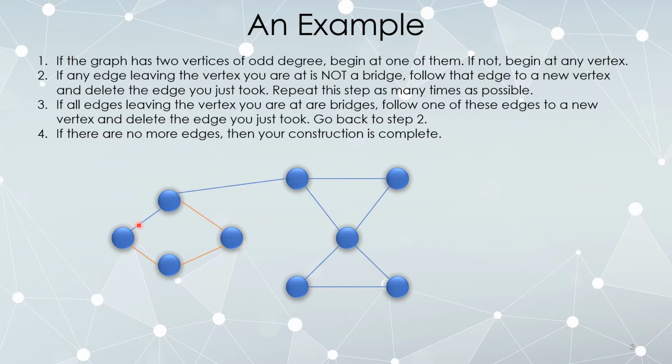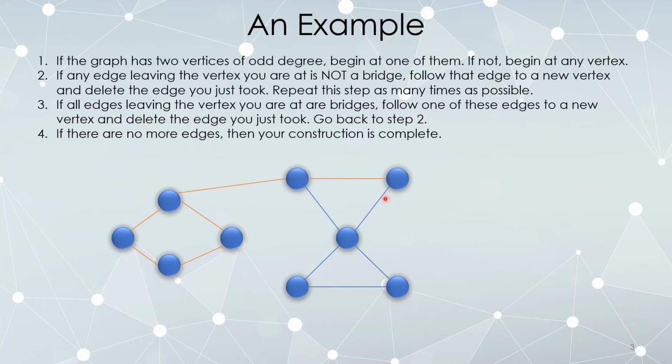Similarly, this is now a bridge, but it's our only choice, so follow it. This is a bridge, so it's our only choice. Follow it. Okay, now I have two edges here. Neither one of them is a bridge. If I delete this, everything remains connected. If I delete this, everything remains connected. So these two edges are not bridges, so follow one of them. It doesn't actually matter. Let's go ahead and take the top one.